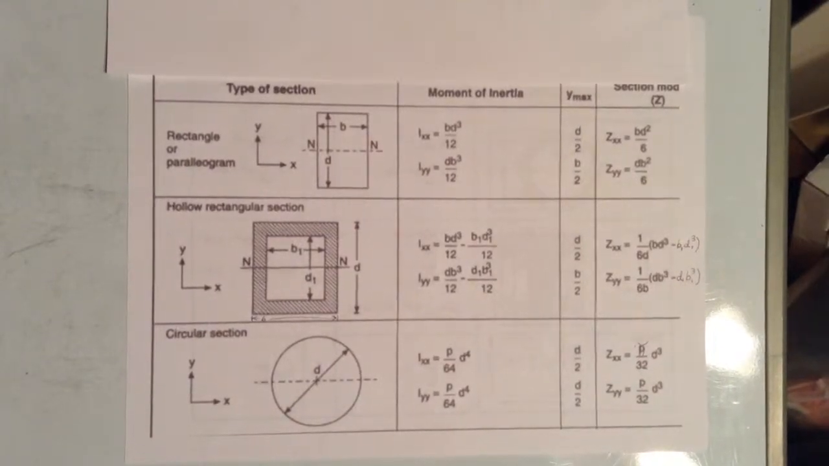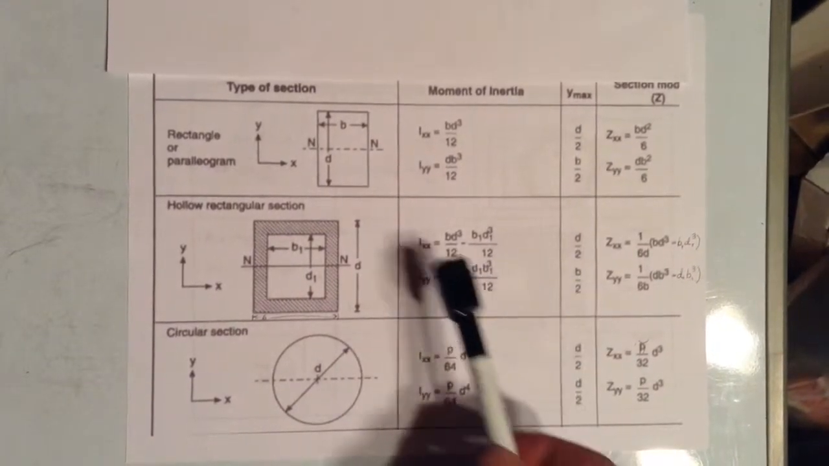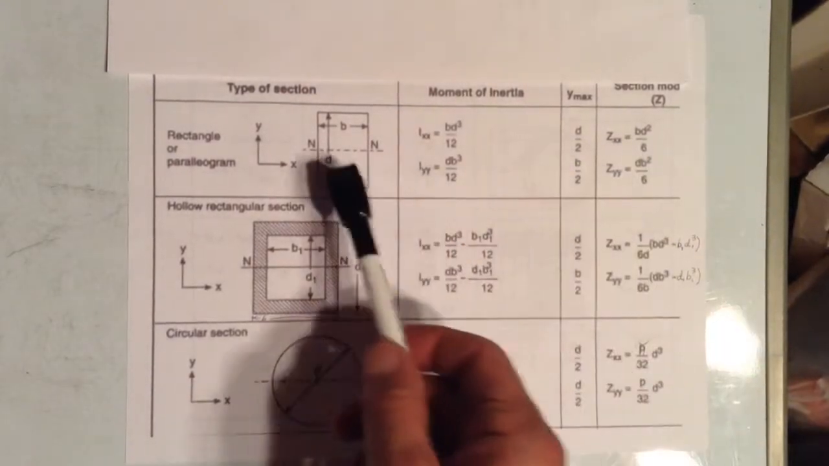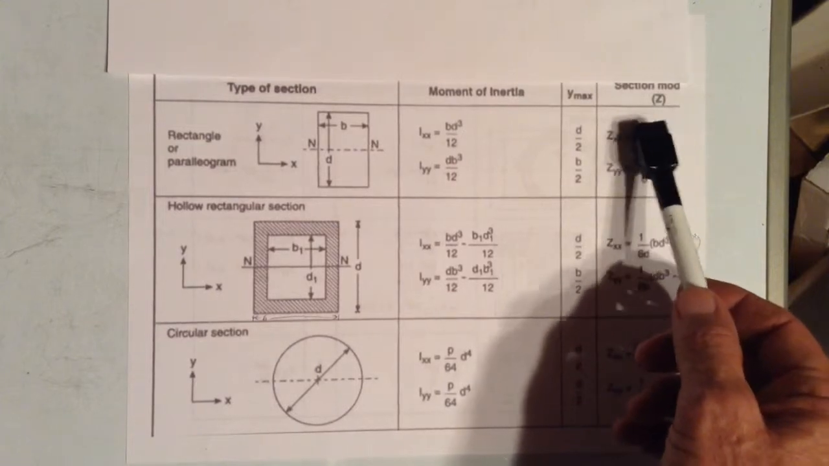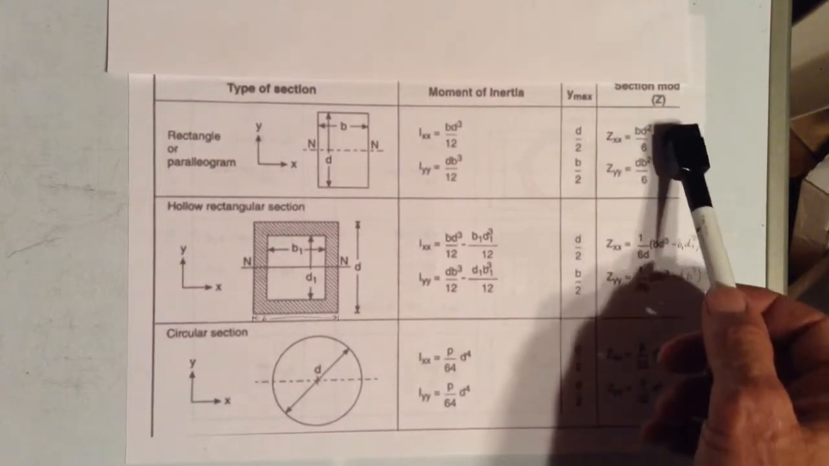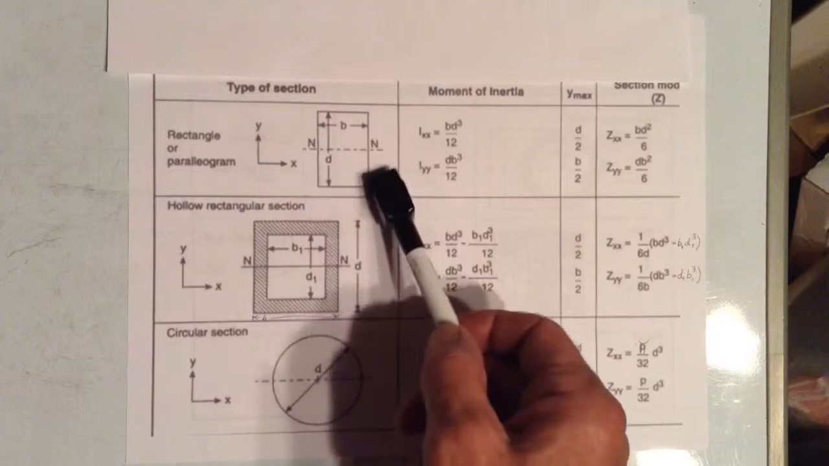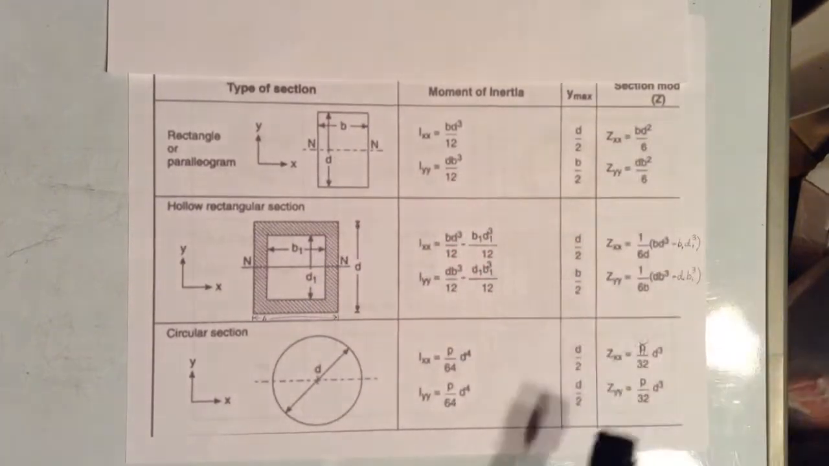This is Calculus Part 7. Back in Part 6 we were looking at the section modulus of a rectangular cross section. We found that section modulus Z is equal to base times depth squared over 6.